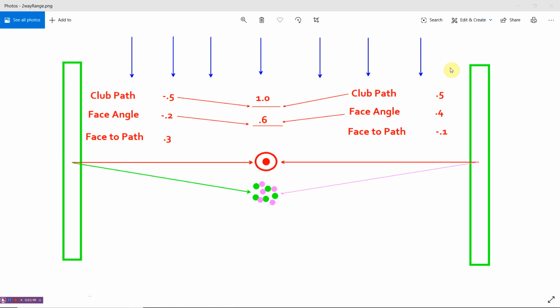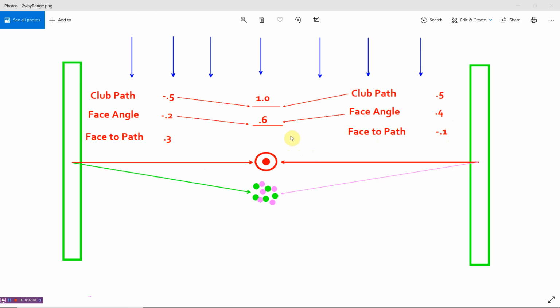Now when we go to the right side, or the other end of the range, the wind direction now is the opposite, where it's blowing right to left, or pushing this way. Okay, now when you look at the result of the 5 shots played, again the intention is to play a straight flying shot at the center here. The results of the 5 shots played were left of center, here represented with the purple dots. Okay, on average the club path was 0.5, or slightly swinging to the right. On average the face angle was 0.4, and on average the face to path was negative 0.1.